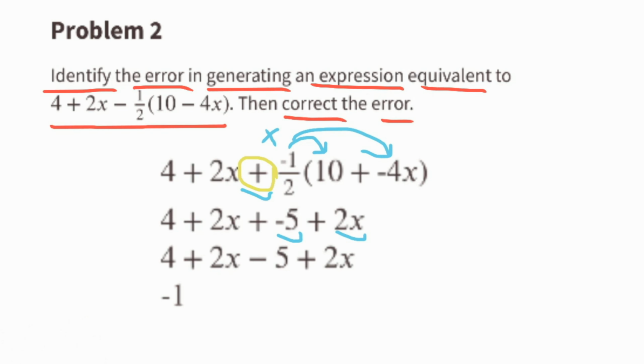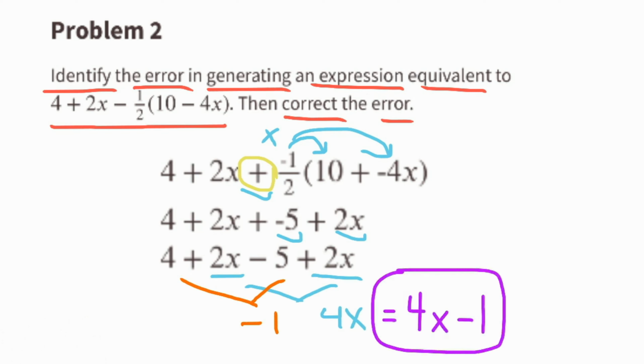They rewrote the expression as a negative 1. Their error was that they subtracted 5 plus 2x from 4 plus 2x. That's a mistake because the 5 plus 2x are not in parentheses. So this is just a minus 5. So 4 minus 5 is negative 1, and 2x plus 2x is 4x. So this is negative 1 and positive 4x, which we can rewrite as 4x minus 1.